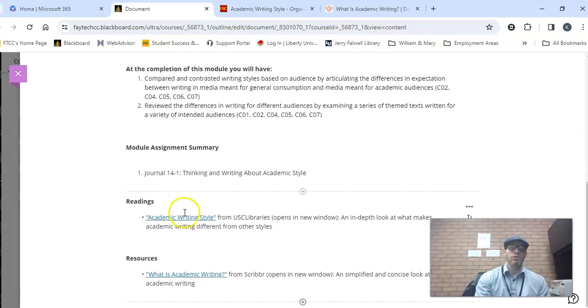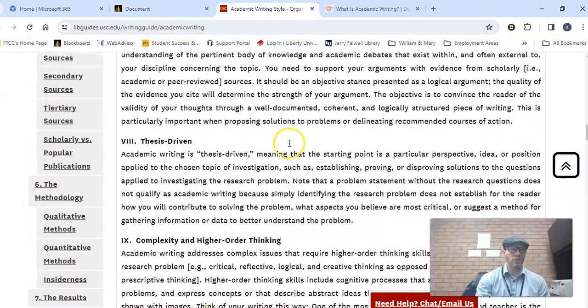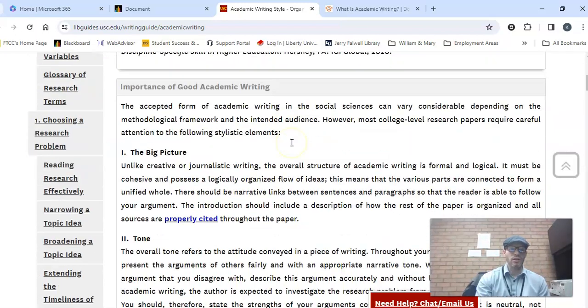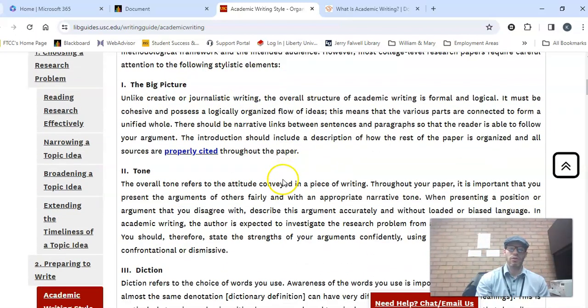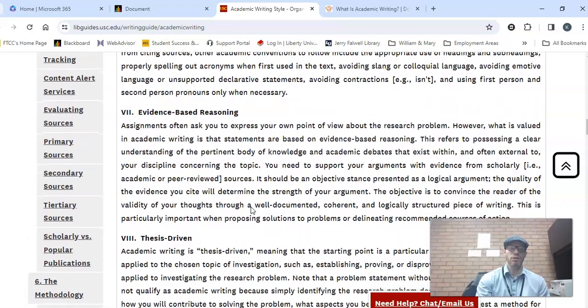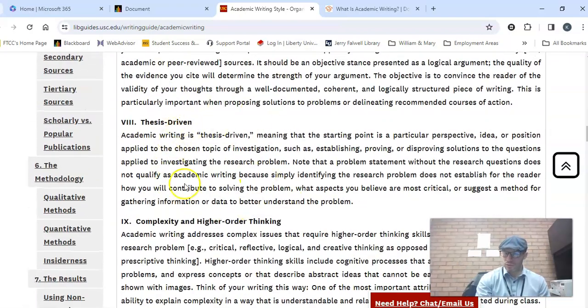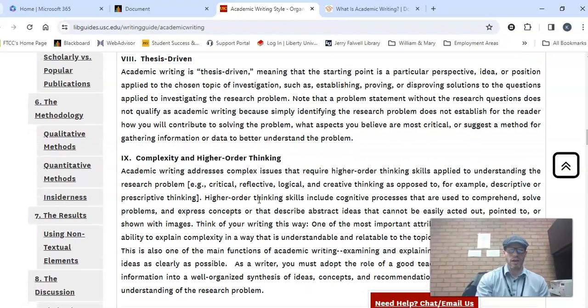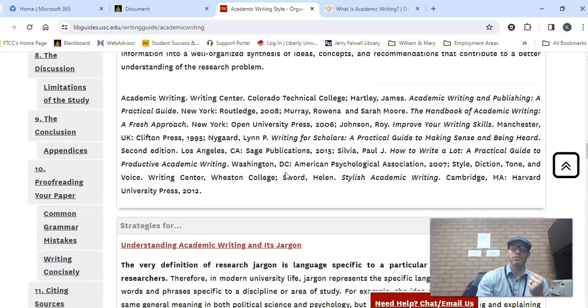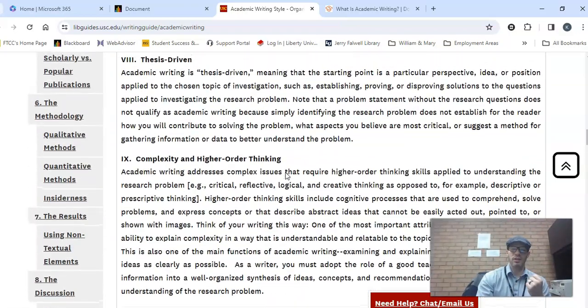If you scroll down to the bottom, you'll see that there's two things for you to read. First is academic writing style. It points out first what academic writing is, the big picture of it, how it works, the overall tone, the diction and language that's used, how punctuation is done, some conventions, that they're thesis-driven. That's an important aspect of academic writing, is that academics will write a thesis and then will work to support that thesis. There's complexity and higher order thinking that's used. Okay, so you need to read this text in detail.